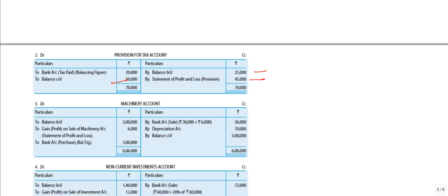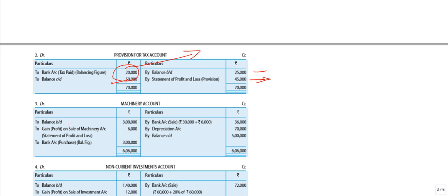So the balancing amount we are getting here is the tax paid. What to do with it? This tax paid we are deducting in the cash flow statement. The tax paid figure comes from there, and we add it back to calculate the original surplus. Next, we are preparing the machinery account.